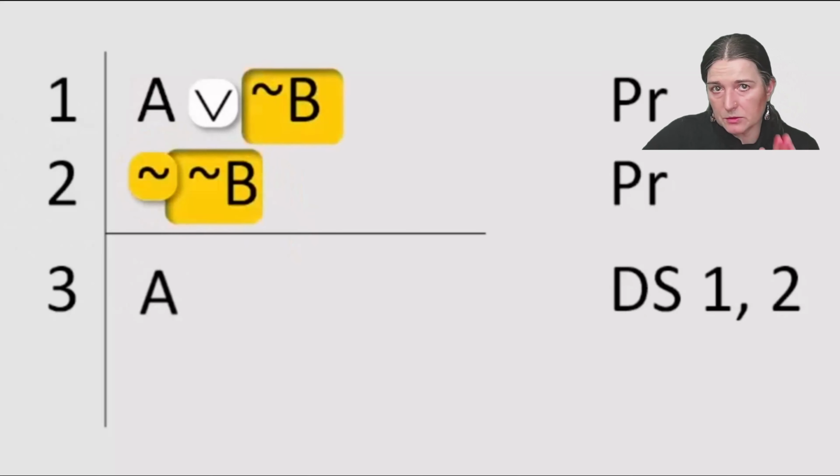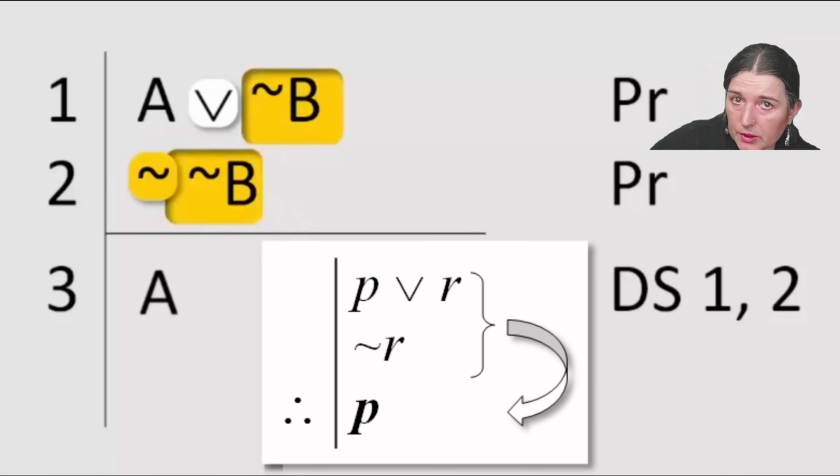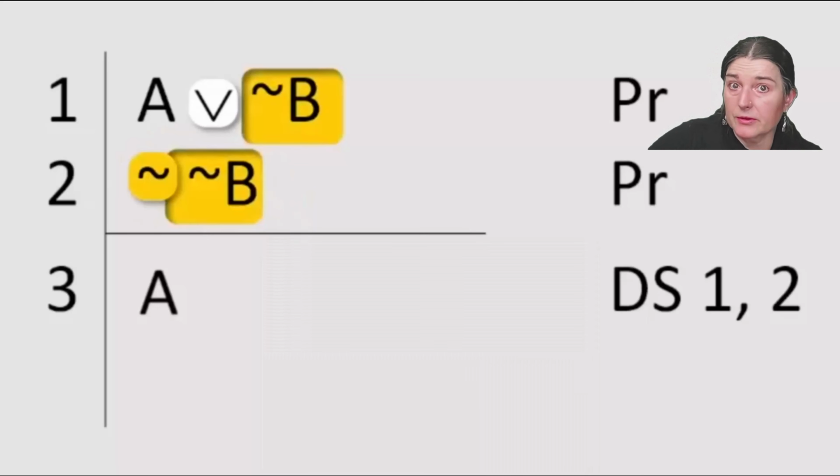Now, don't be tempted to drop double tildes. If you look at the rule, it requires us to have the negation, a tilde, in front of the disjunct. So we must have double tildes in this case.